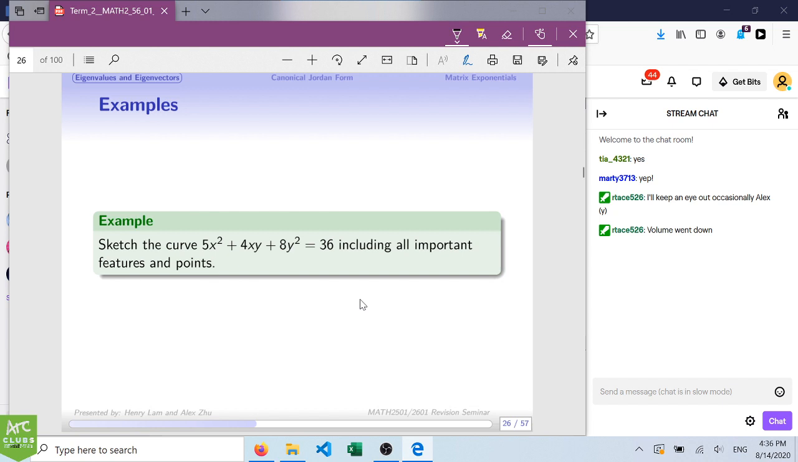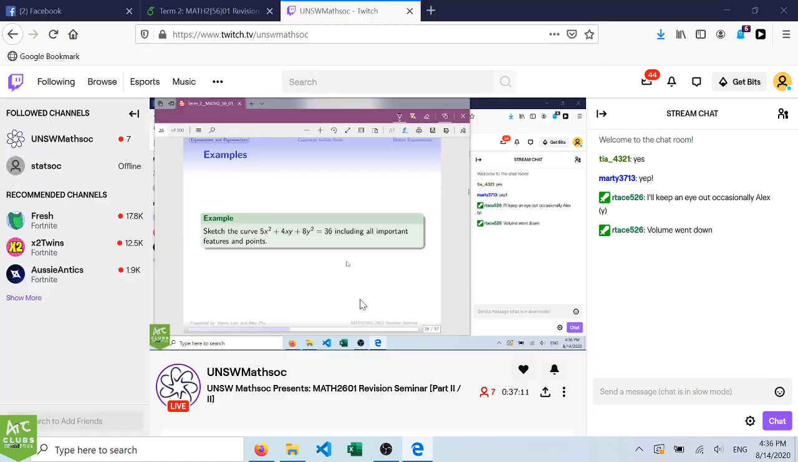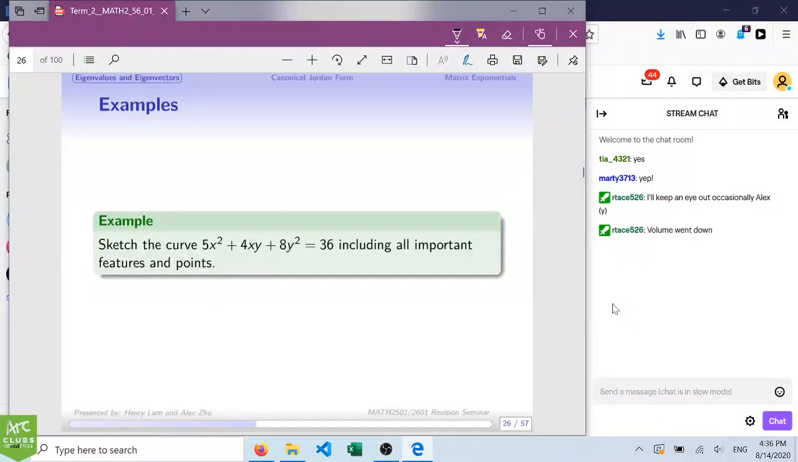So 5x squared plus 4xy plus 8y squared equals 36. If you came from HSC and just did conics in 2019, you should remember that this is not in the syllabus because it's not really in the right form. We always remember that ellipses are in the form x squared on a squared plus y squared on b squared equals 1, and hyperbola is x squared minus, right?